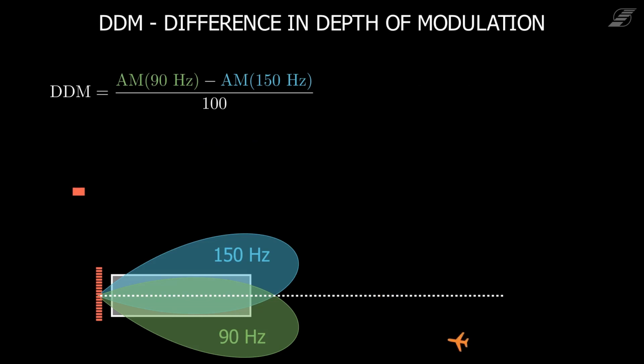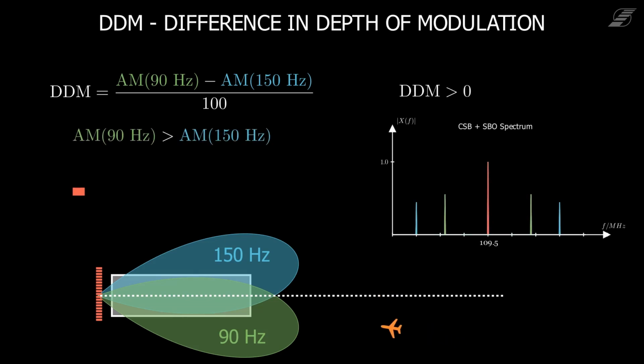When the aircraft is located to the left of the optimal approaching angle, in the area where the 90 Hz signal is predominant, the DDM is greater than 0. The pilot now gets a fly right signal that guides him back onto optimal alignment.